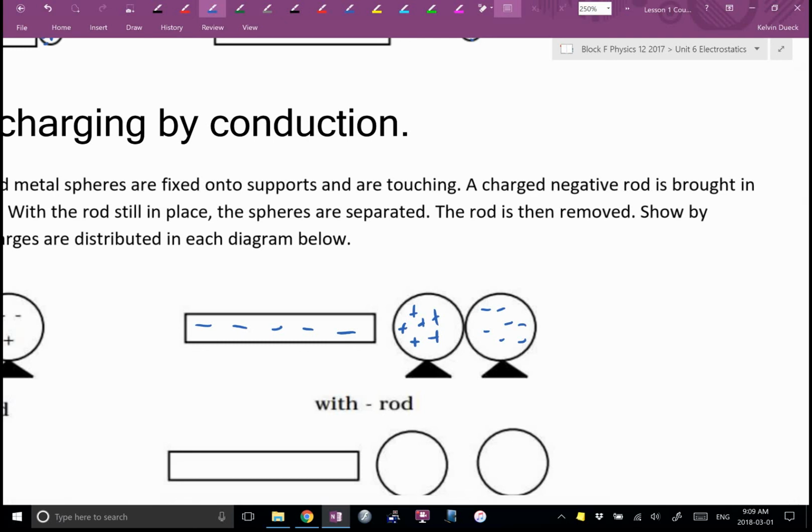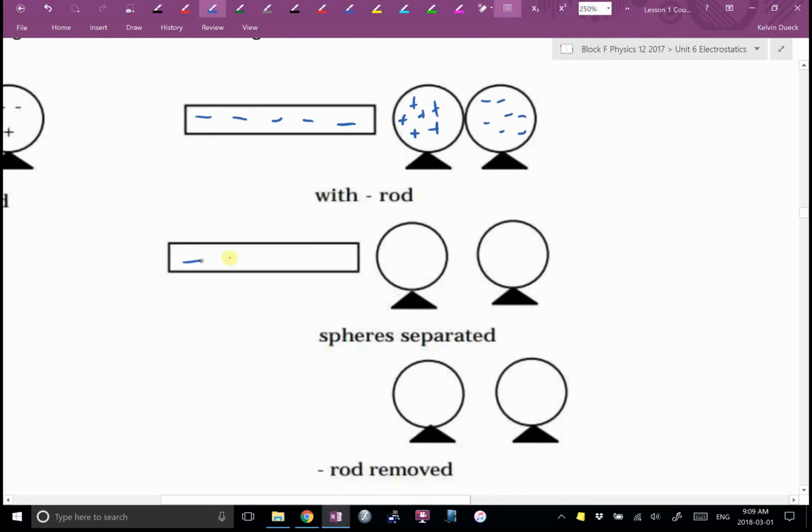And I have not touched the spheres with the rod. This is not conducting. Then what I do, with the rod still here, I grab the bottoms of the spheres, the styrofoam bases, and I separate them. Then I remove the rod, Stephen, from the picture.